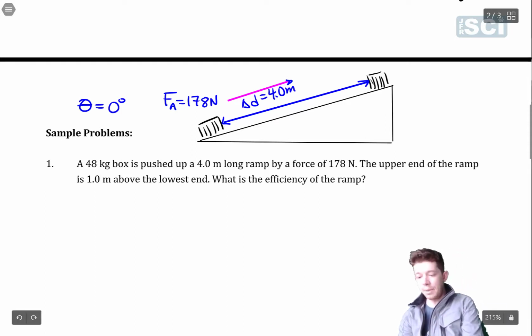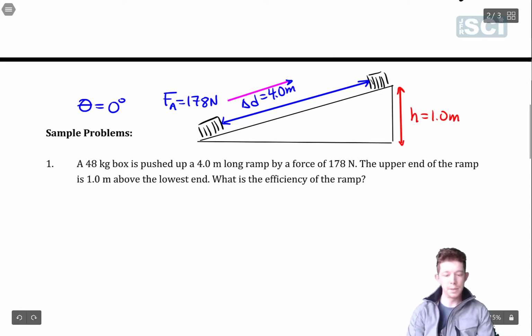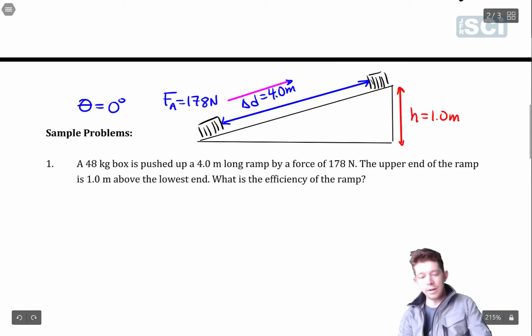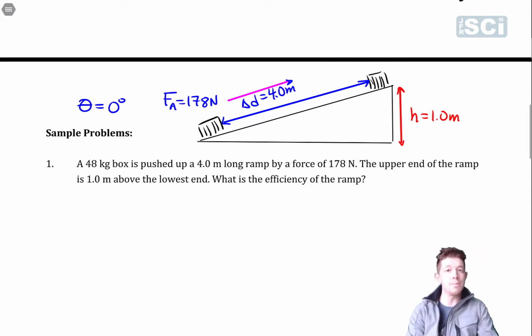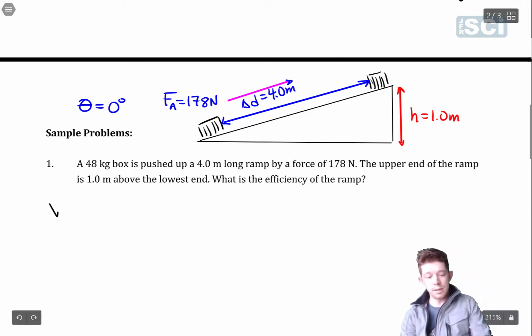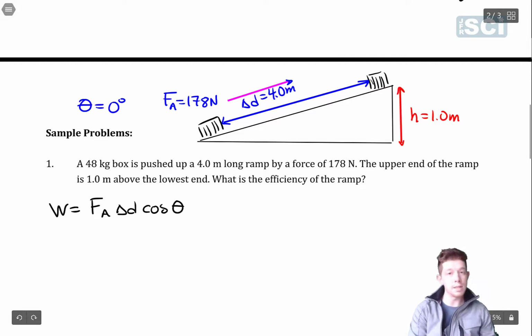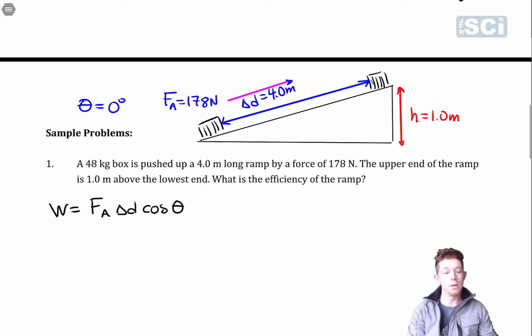At the very top, it has a height relative to the ground of 1 meter. So it's going to gain gravitational potential energy as it goes up this ramp. So we want to determine the efficiency of this ramp. The input energy, the energy that I put into the system, is based on the work that I do on the box. So I want to determine the work on the box: the applied force multiplied by this displacement or distance multiplied by the cosine of the angle between this displacement vector and our force vector.